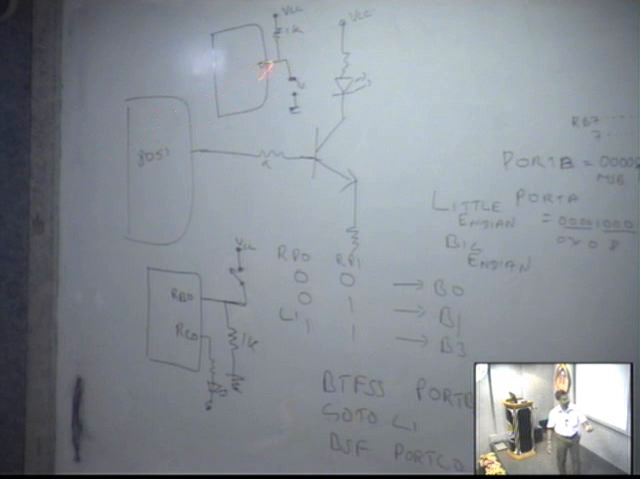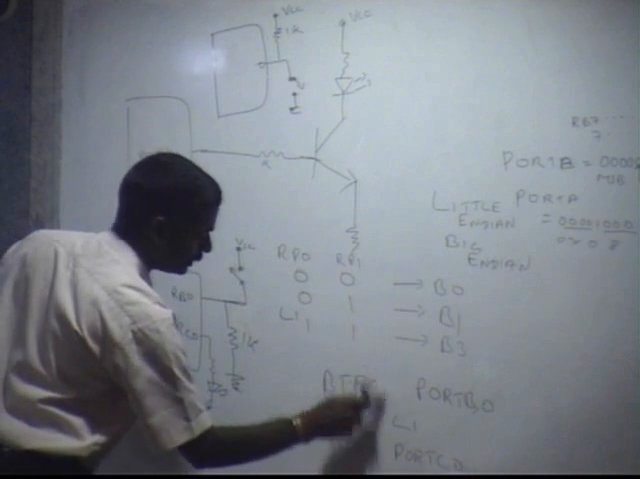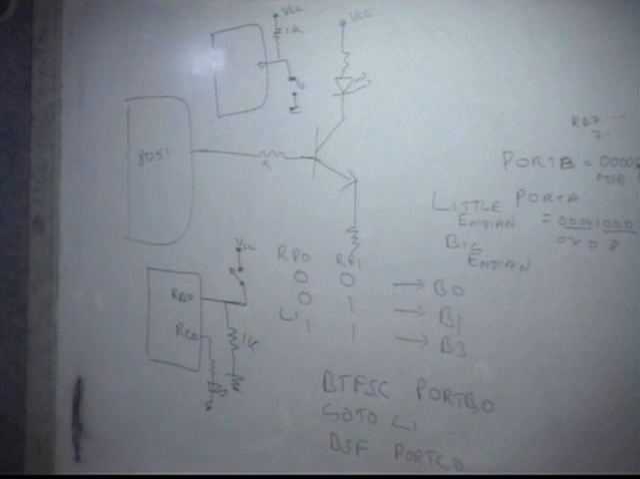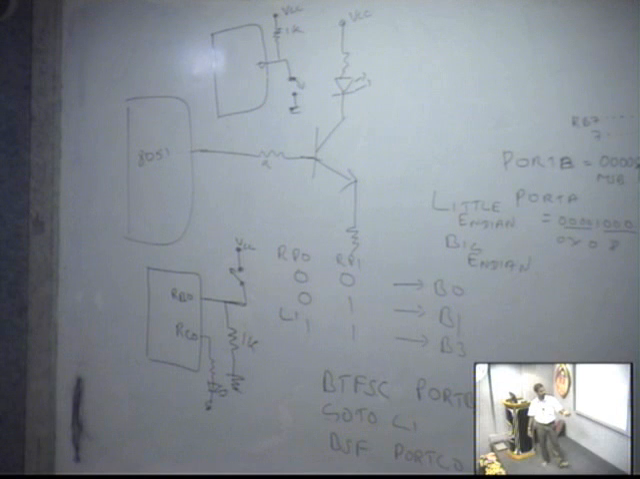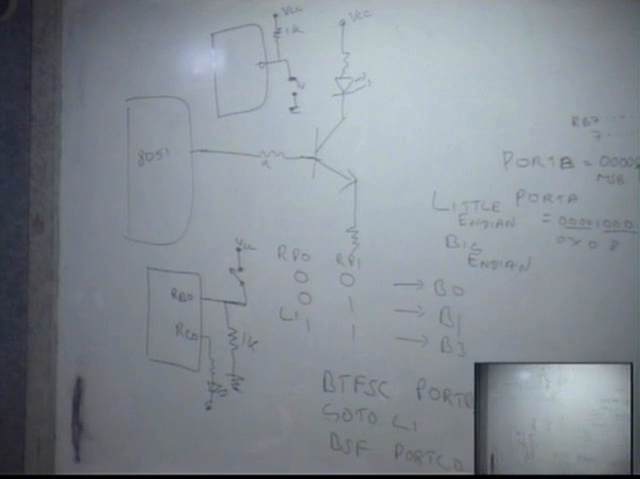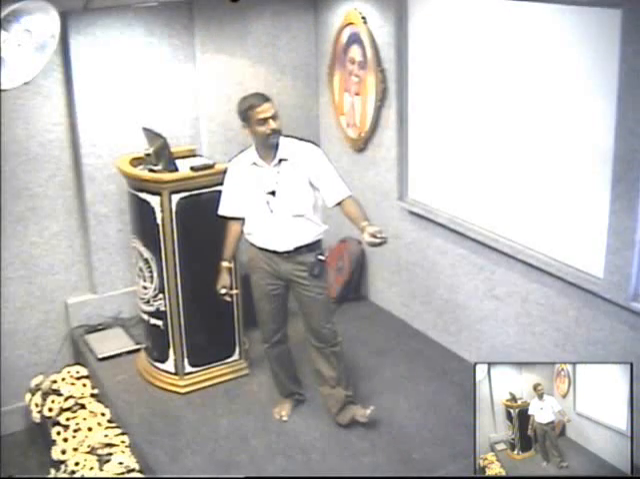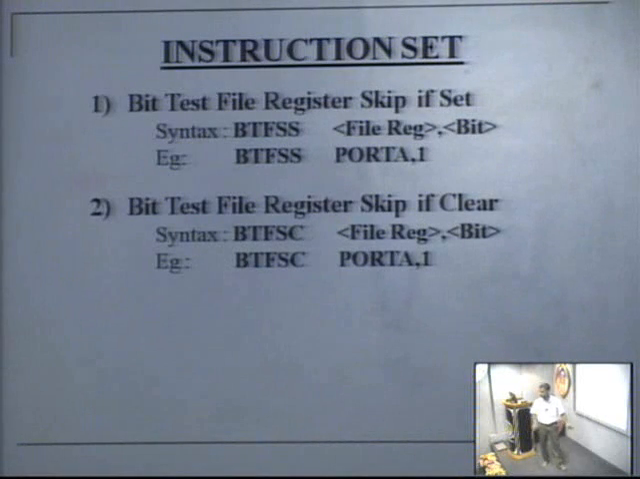In this case, whenever the switch is closed, that bit will be cleared to 0. So what should I do? I need to test whether that bit is clear. I will change this S to C. So that is these two. Here it is bit test file register, skip if clear. That is, when you press the switch, 0 comes, which means that bit is clear.